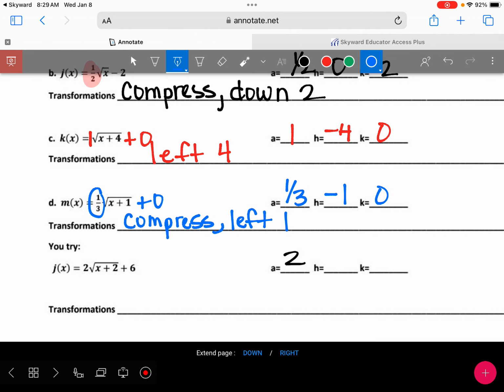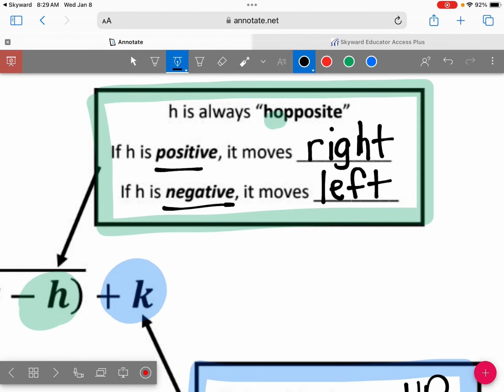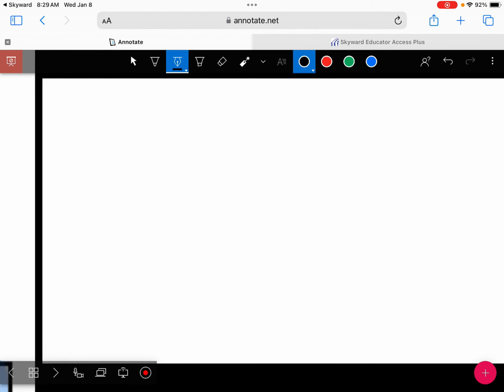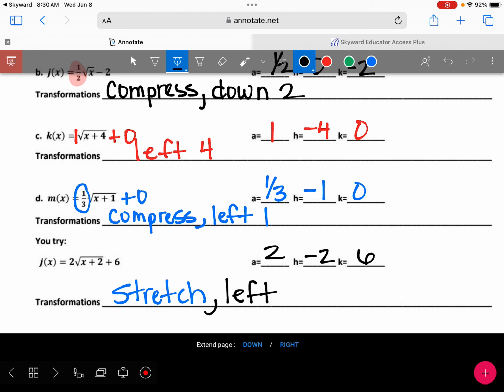I think that's the only one that's kind of tricky. The H value is tricky too, because you have to remember to flip the sign. So H is -2, which is going to move it to the left. Let me go back. When H is negative, we said the graph moves left. And then lastly, your K value is the number in the back, which is 6. 6 is positive, so is that going to move the graph up or down? Up.